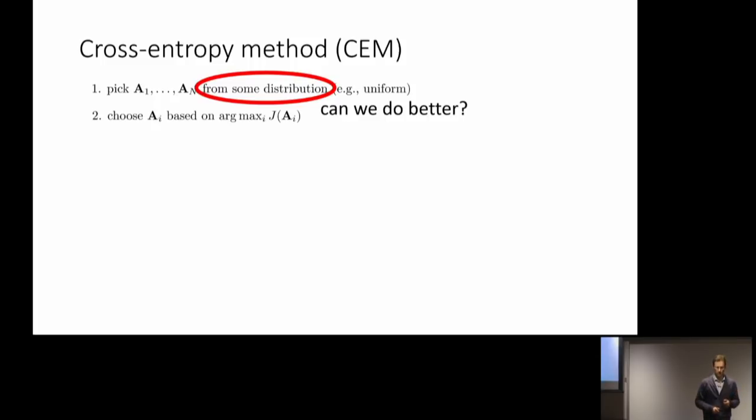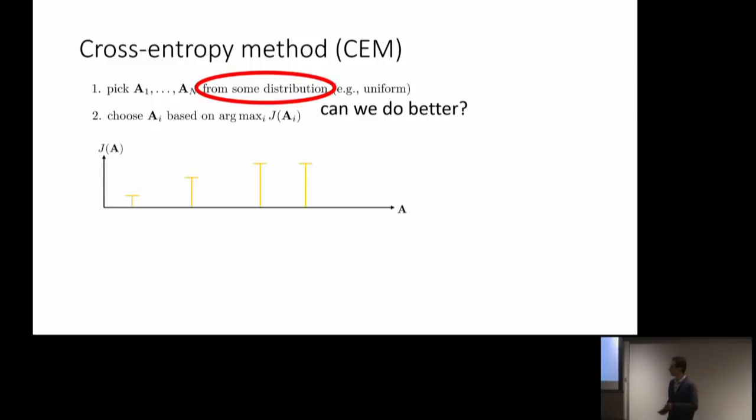So can we do better than the uniform distribution? Well, the intuition is the following. Let's say that I sampled from the uniform distribution, and the height of these bars represents my objective value J of capital A.